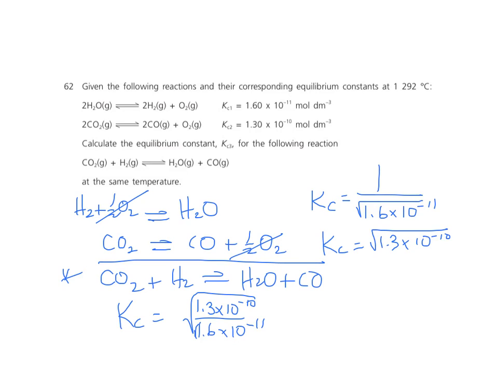So remember that when you multiply an equation by any number, in this case we multiplied by 1/2, you raise Kc to the power of that number. So Kc to the power of 1/2 is square rooting it. If we reverse an equation, then we take the reciprocal of Kc, because what used to be products are now reactants. The Kc expression is flipped over. And finally, when you add equations together to get a net equation, Kc for the net equation is the product of the Kc's for the reactions you were adding together.